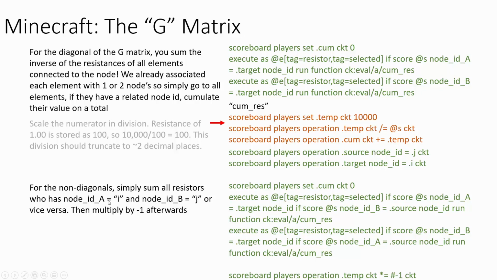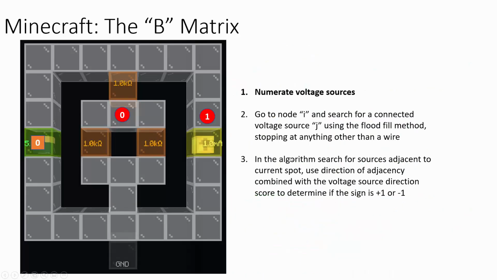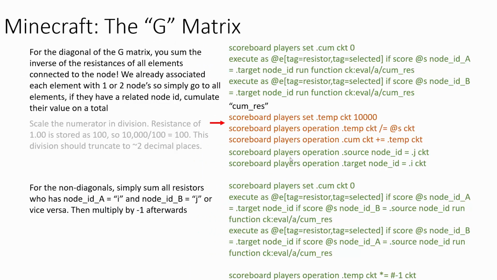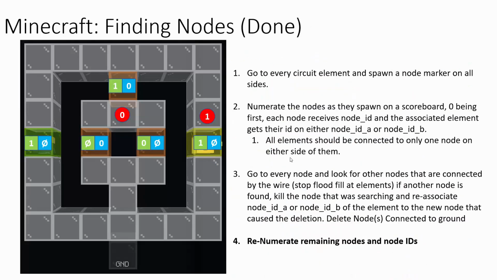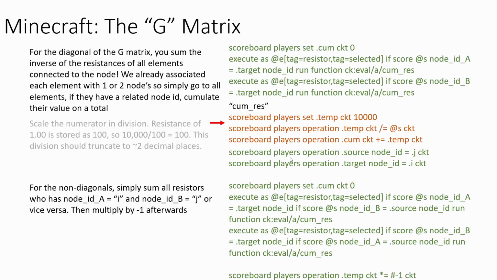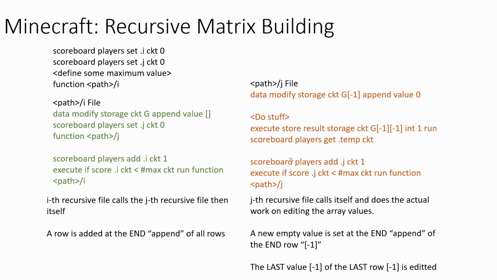Then to do the from A to B, you have to go to all resistors and check if their node ID A is equal to I and their node ID B is equal to J, or if their node ID B is equal to I and their node ID A is equal to J. This has to do with the fact that they could be in flipped order because we didn't really care. Then you accumulate their resistance again, so you add this kind of fraction thing, and then you multiply it by -1 because we need the negative sign. So that builds the G matrix. That's a very mathy way, but basically it works off of the fact that we have the associated nodes like this. We can do it without much recursion. You just need recursion to build the array.